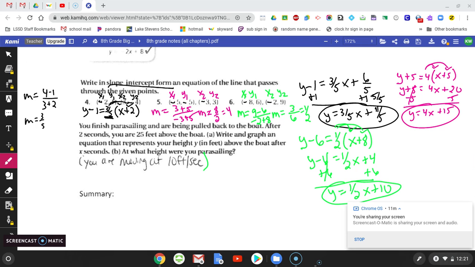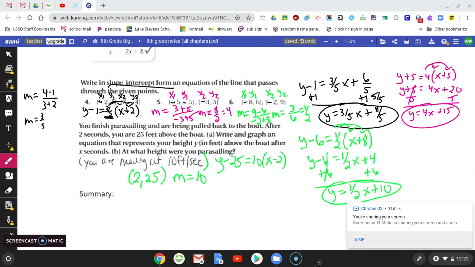Okay, so we have a coordinate point of 2, 25. And it tells us we're moving at a speed of 10 feet per second. So that means my slope is 10. 10 over 1, which is just 10. Okay, so we can write it as y minus y1 equals our slope 10, and then x minus my x1. Okay, so if it just asks for the equation, this would work.